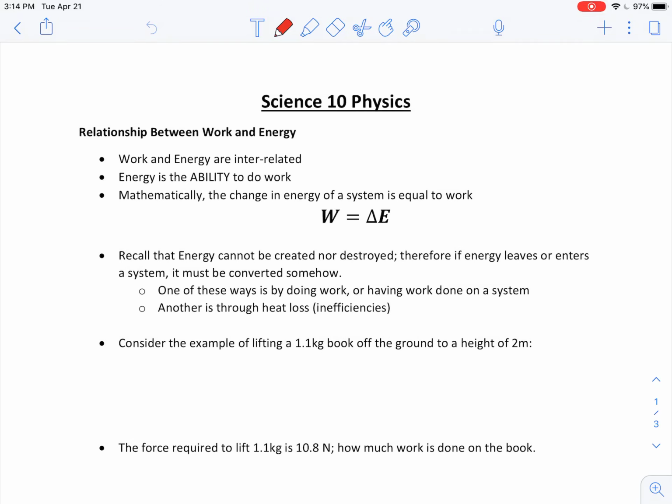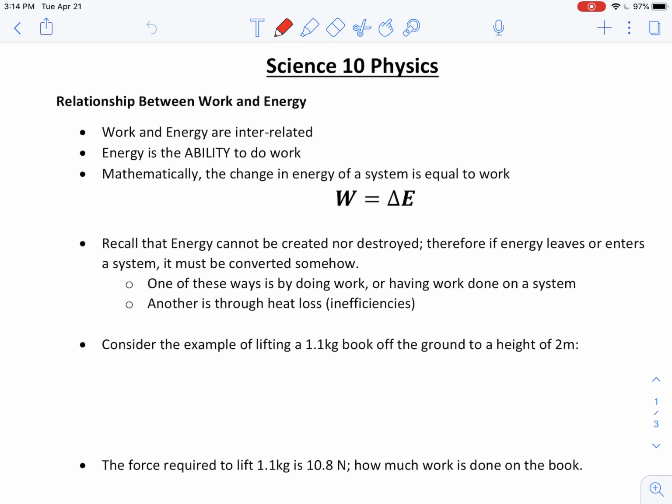Hello again, class. Today we're going to talk a little bit more about the work and energy relationship, and then we're going to talk about kinetic energy. If we start with work is equal to delta E, I mentioned it yesterday, and I know it probably confused a lot of you, so I just wanted to clarify that a little bit.